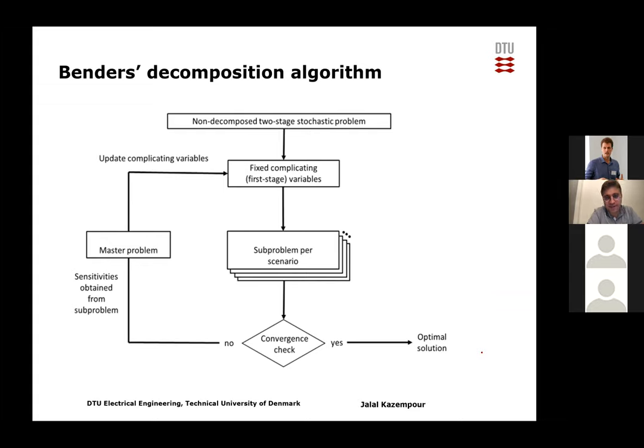I'll give a few examples later, but before that, what is the algorithm? The same. We have our original non-decomposed two-stage program. So we fixed the first stage variables. Then we got one subproblem per scenario. We check the convergence. If it's not converged, we go to the next iteration. Given sensitivities achieved from subproblems, we solve the master problem. And based on the master problem, we update the value of complicating variables. And then again, we go to the subproblem again.